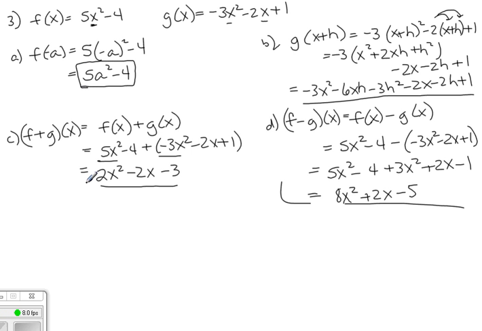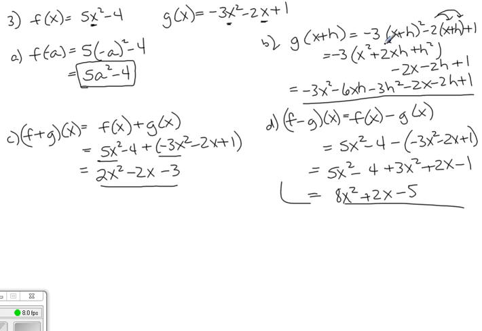On part B, we're finding g at x plus h, or g of x plus h. So everywhere in this g function, you're going to substitute an x plus h instead of the x. So when I do that, it's going to look like this: negative 3 times x plus h squared minus 2 times x plus h plus 1. And then I want to go ahead and multiply that out so that I can combine any like terms.